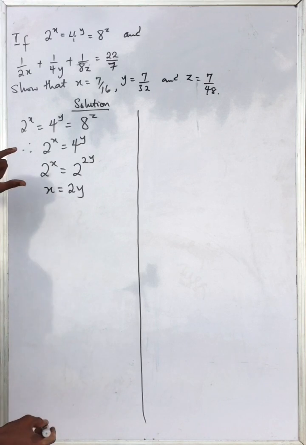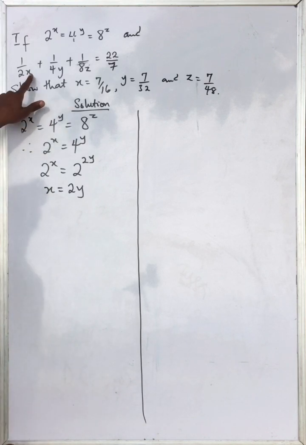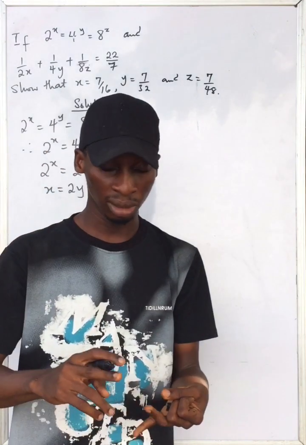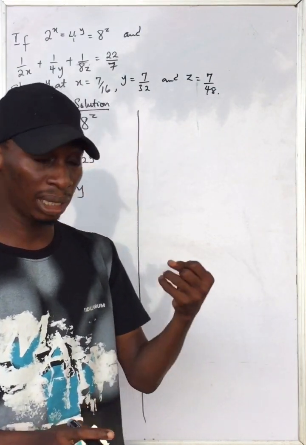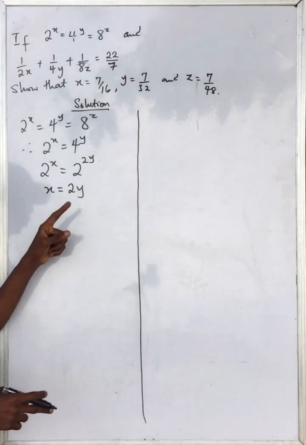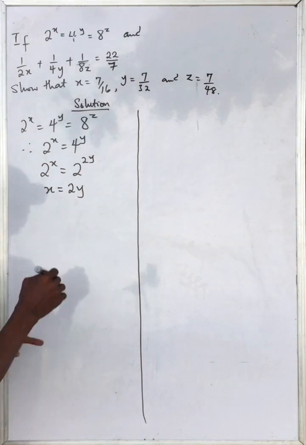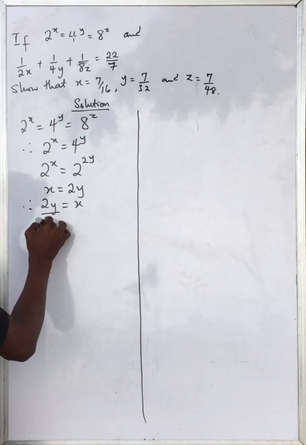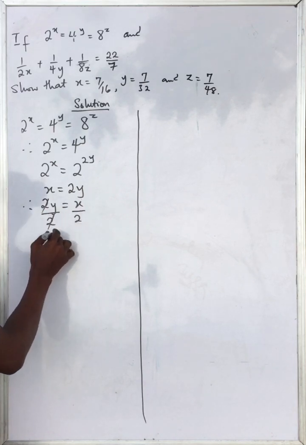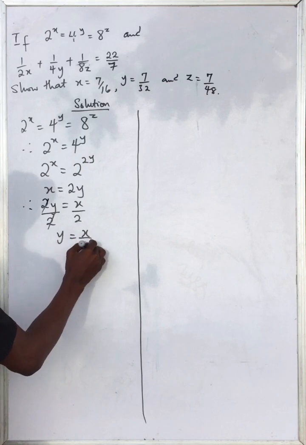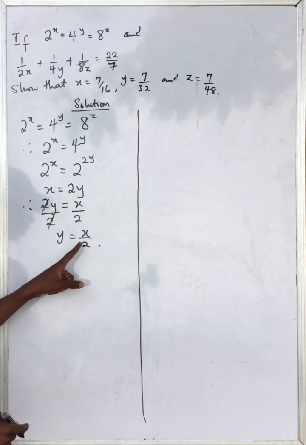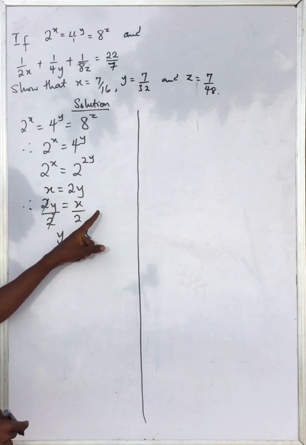And what I'm trying to do, my intention, is to express everything in terms of x: express y in terms of x, express z in terms of x. And by so doing, look at what I'm going to do. I want to make y the subject. So we have 2y to be x. We divide both sides by 2 so that we obtain y to be x over 2. Take note of this substitution here: y is x over 2.